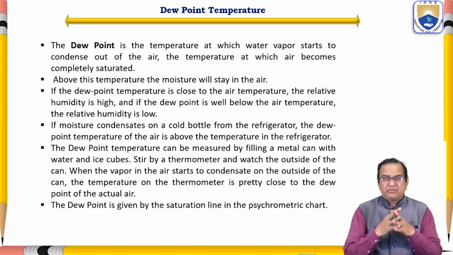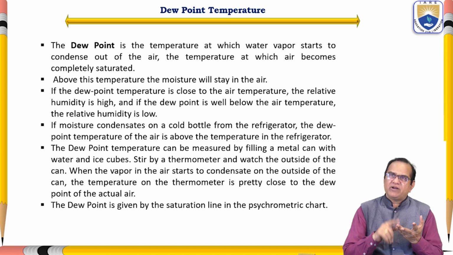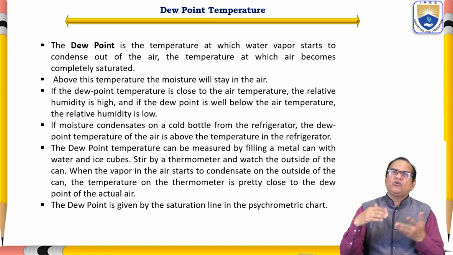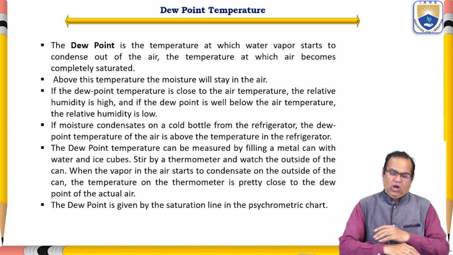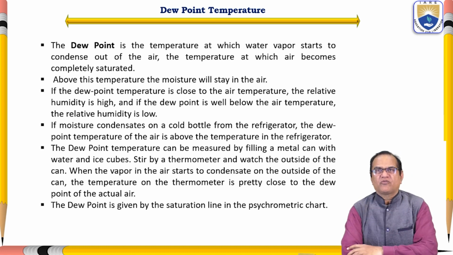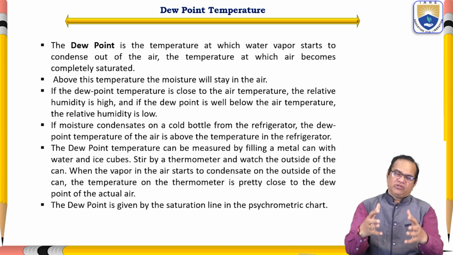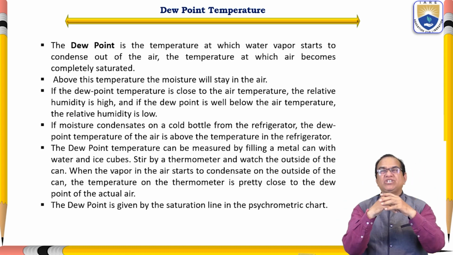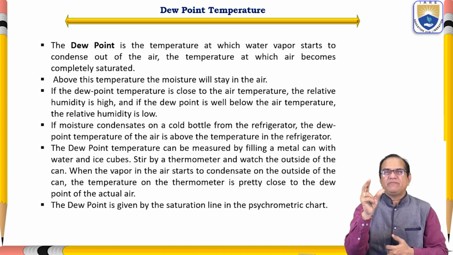So there are three major temperatures in psychrometry: the dry bulb, wet bulb, and the dew point temperature. And you know what is the dew? If you take a cold drink bottle out of your fridge and keep it on the table, after some time you will see some moisture condensed on the bottle. That is called the dew.